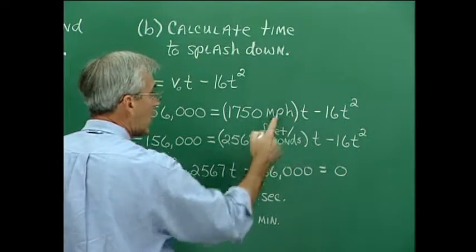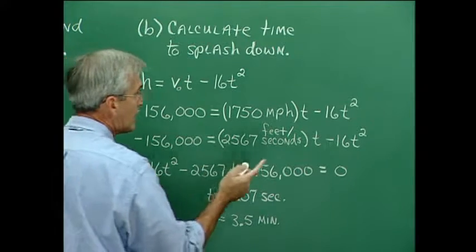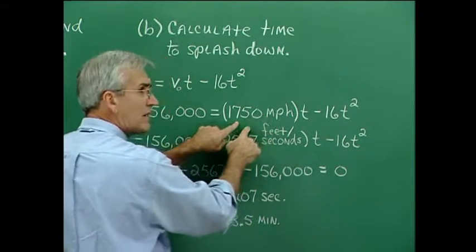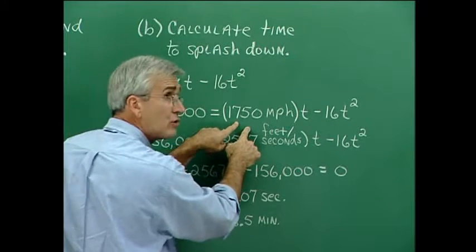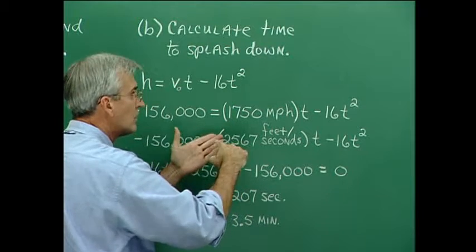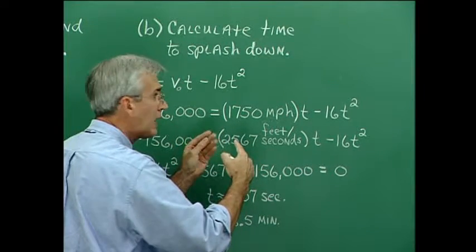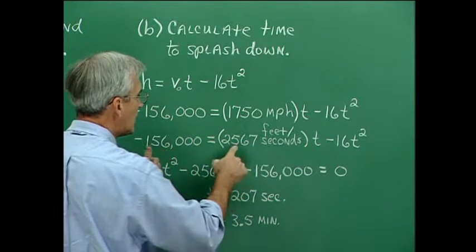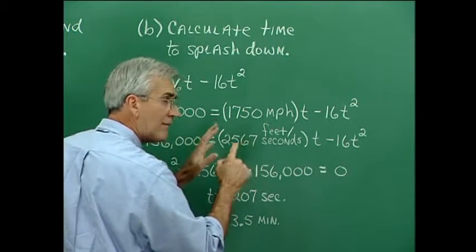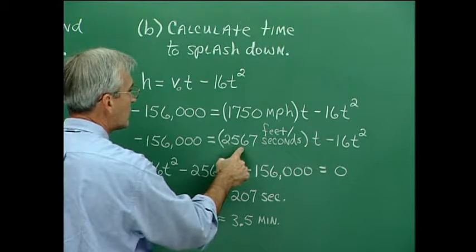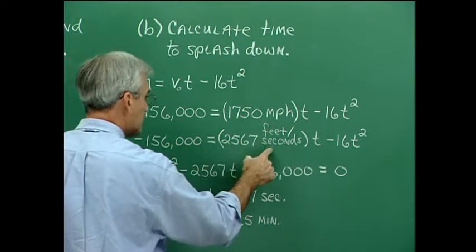1,750 miles per hour into feet per second, we have to change the miles into feet by multiplying by 5,280, and then change the hours into seconds by dividing by 3,600. So we divide by 3,600 and multiply by 5,280, and we get this. So the vehicle is traveling at 2,567 feet per second.